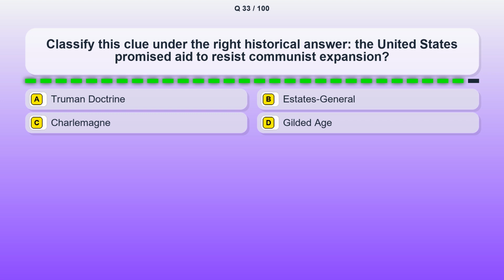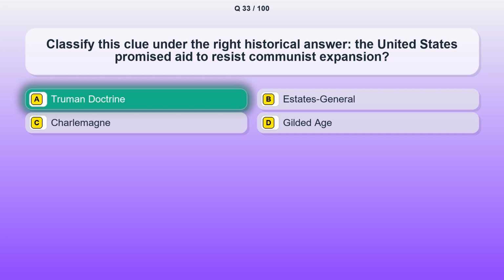Question 33. Classify this clue under the right historical answer. The United States promised aid to resist communist expansion. Option A, Truman Doctrine. Option B, Estates-General. Option C, Charlemagne. Option D, Gilded Age.